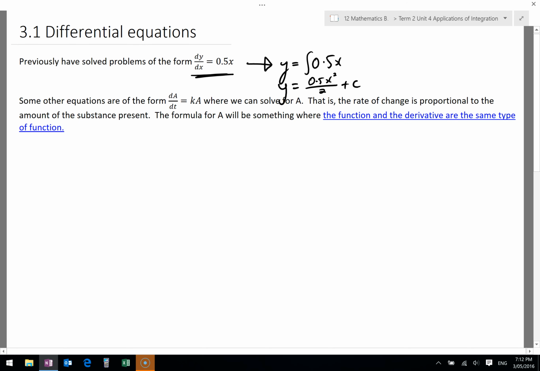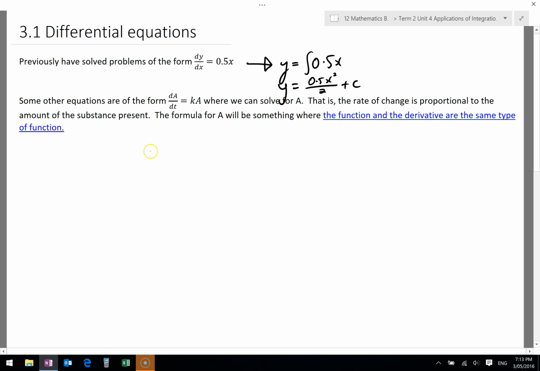Unfortunately, in reality, not all problems are that simple. A lot of equations are of the form dA/dt equals kA, where the derivative is a multiple of the actual function. That is, the rate of change is proportional to the amount of the substance present.